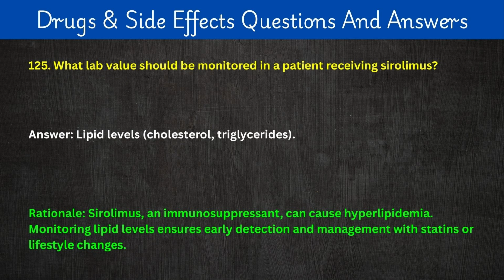125. What lab value should be monitored in a patient receiving sirolimus? Answer: lipid levels, cholesterol, triglycerides. Rationale: sirolimus, an immunosuppressant, can cause hyperlipidemia. Monitoring lipid levels ensures early detection and management with statins or lifestyle changes.